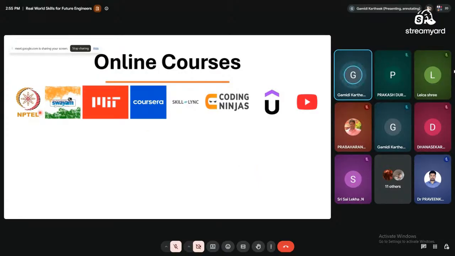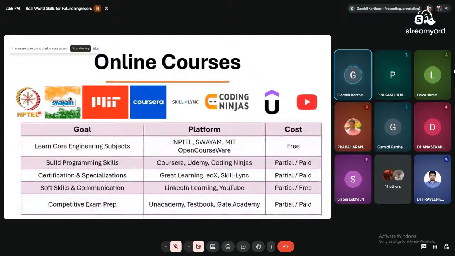Some are free of cost, some charge a minimal fee only. Let's say, for example, with NPTEL you can learn free, but for certification you have to attend an exam, paying some 1200 or 1300. NPTEL and SWAYAM are almost the same, but there is a little difference between them. MIT OpenCourseWare you can get on YouTube free of cost. You can learn from MIT professors.